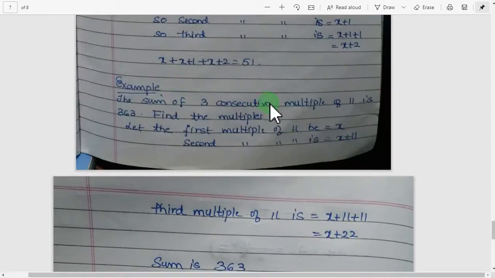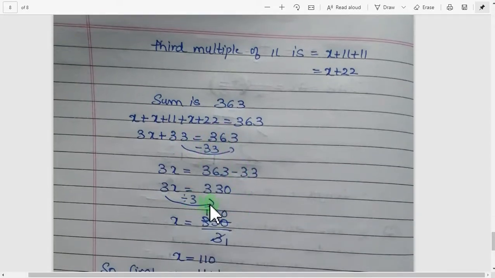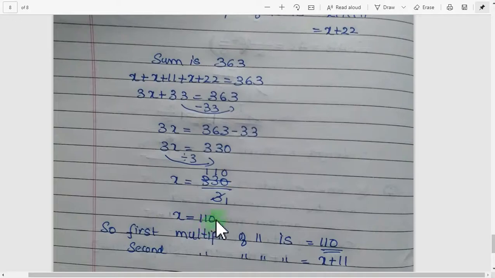The sum of three consecutive multiples of 11 is 363. Sum means adding. Sum is 363. We are converting that into an equation, so instead of add, the plus symbol: x first number, second one, third one. As usual x, x, x are like terms, you can add: 3x plus 11 plus 22, 33. Then take 33 to the other side and then take 3 to the other side, division, x is 110.